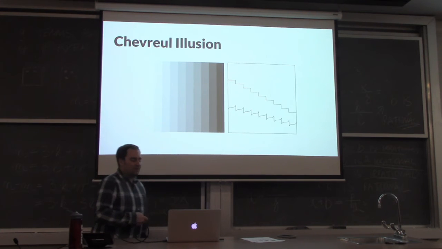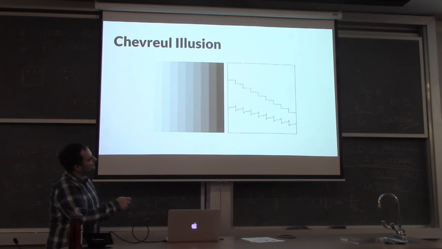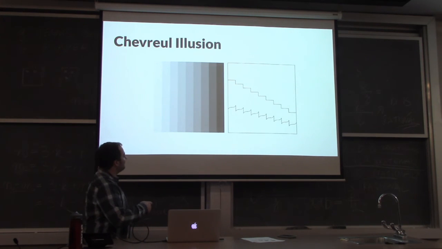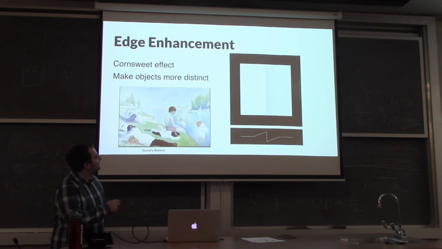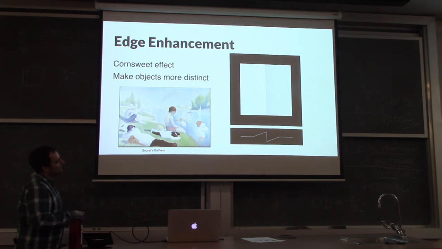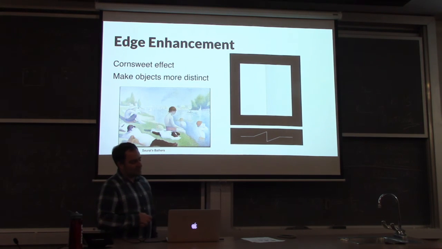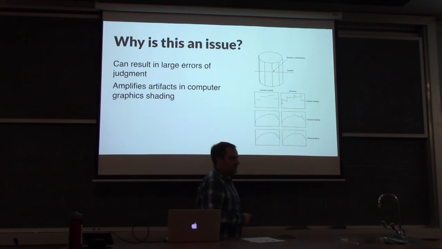This is also more apparent in this so-called Chevreul illusion. So we have these gradients, and these are hard gradients here, they're steps, but we perceive them with these edges. These edges glow a little bit when we look at them. And so that's what's called edge enhancement, which is called the Cornsweet effect. So here in this painting, we can see that this was consciously used to make the object stand out. And here is another example to make objects more distinct. This can be an issue if you're in computer graphics, for example.